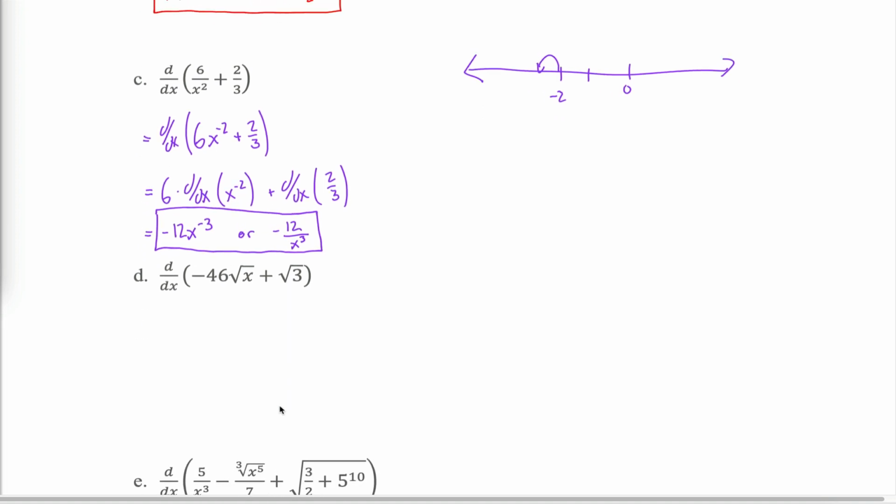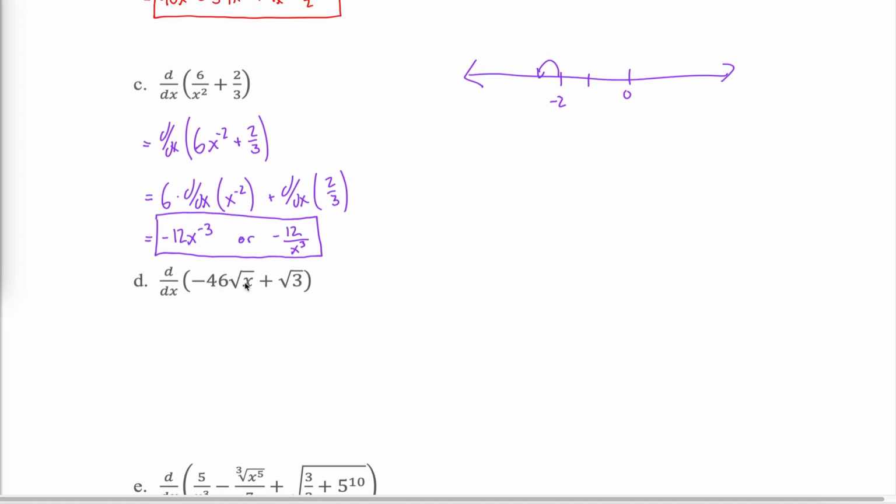All right, what about D here? The derivative of negative 46 times the square root of x plus the square root of 3. There's at least two tricks here. The first one is this is written in radical notation instead of exponent notation. Radical notation we do not have rules for, but exponent notation we do. So you might want to think about this as negative 46 times x to the 1/2 power plus the square root of 3. Wait a minute, why didn't you make that 3 to the 1/2 power? Why'd you leave it as the square root of 3?